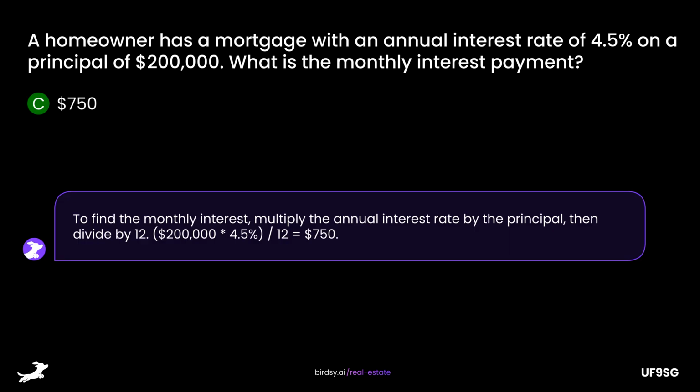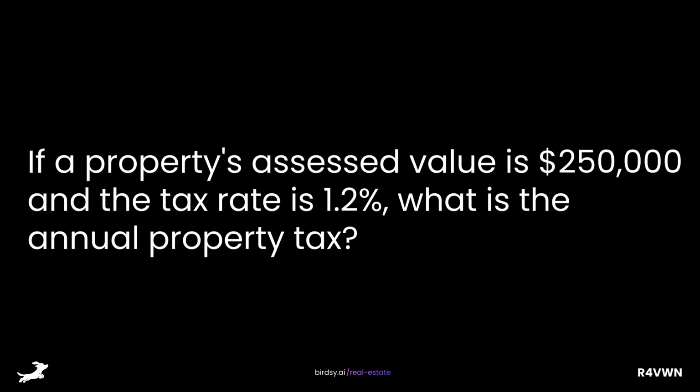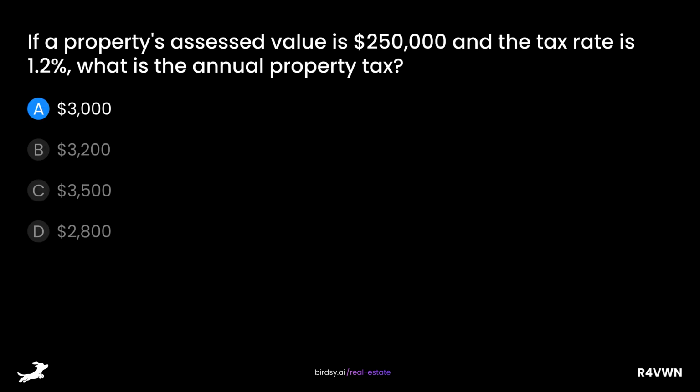To find the monthly interest, multiply the annual interest rate by the principal, then divide by 12. $200,000 multiplied by 4.5%, then divided by 12, equals $750. If a property's assessed value is $250,000 and the tax rate is 1.2%, what is the annual property tax? Is it A, $3,000, B, $3,200, C, $3,500, or D, $2,800? The answer is A, $3,000.